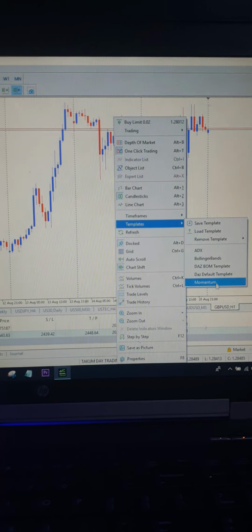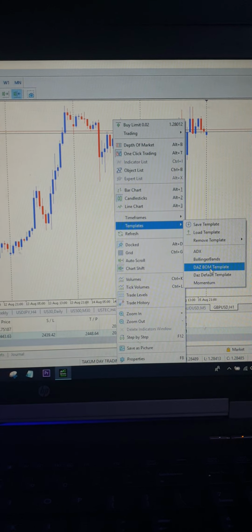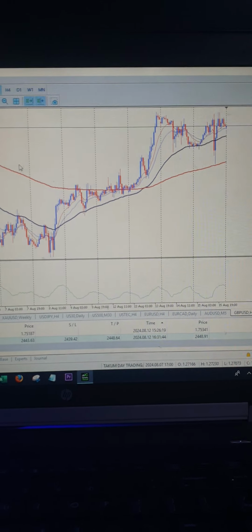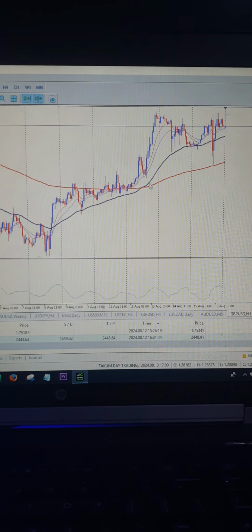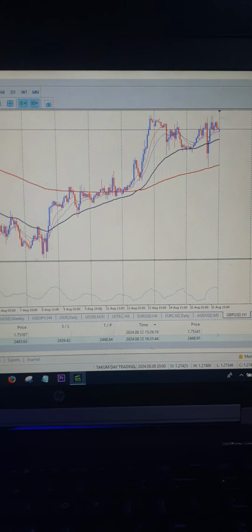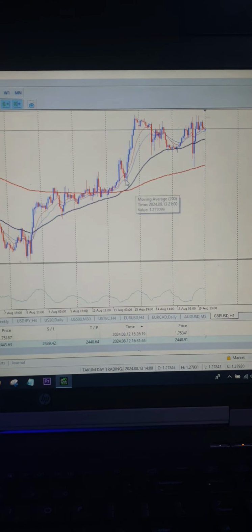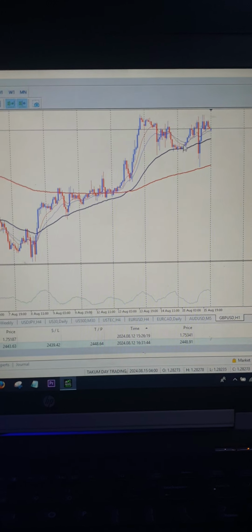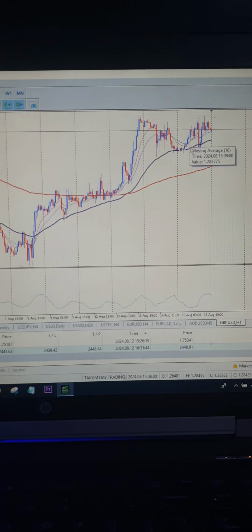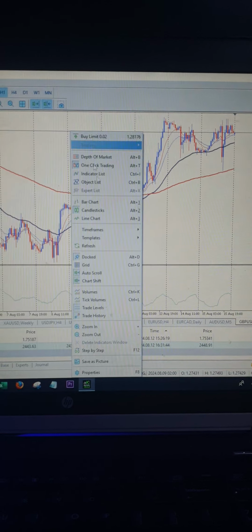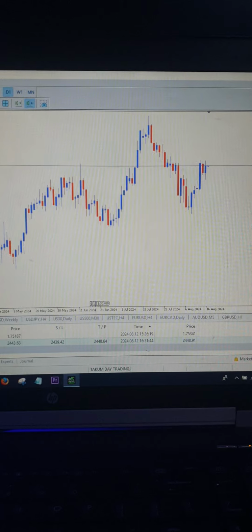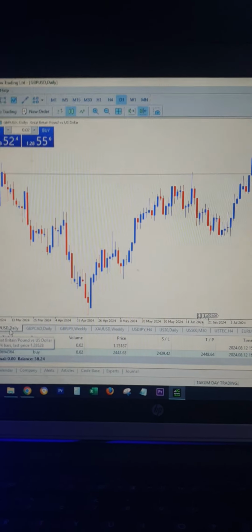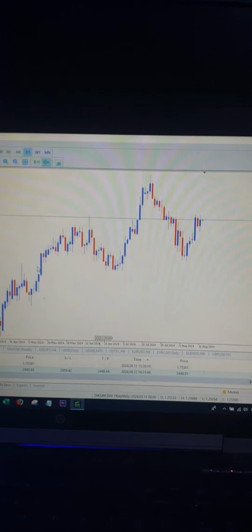I have some templates that I've saved here. This one is the boom template. This one I have for my swing trading kind of stuff. I customized this with the moving averages to see if the market is bouncing off the 50 or the 18 moving averages. But then I'm going to go back to my default template, a fresh empty template. With my default template, I already have one here, GBP USD. So this is my default template.